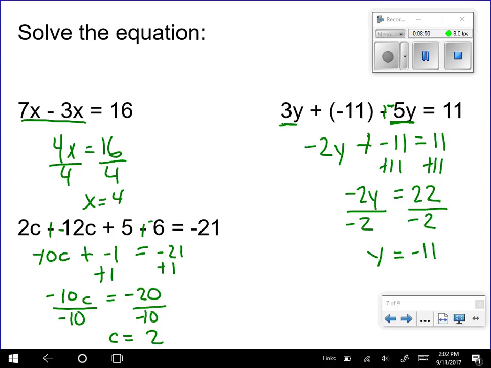And I could always check that by plugging it back in. I would have 4 plus negative 24 plus 5 plus negative 6. I would get negative 21.